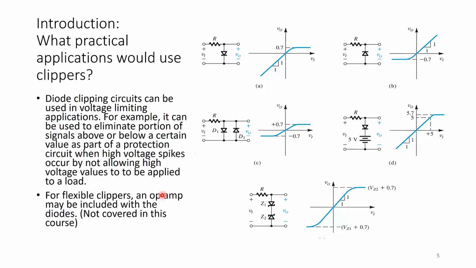For real clippers, sometimes an op-amp may be included with the diodes, but that is not covered in this course. I'm just saying that the circuits here will not be just resistors and diodes in practice. These are the simplest form that we cover for the sake of this course.